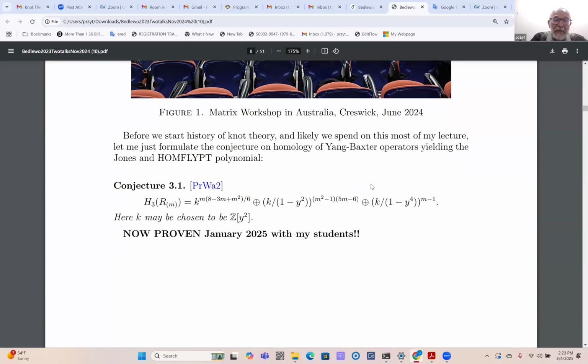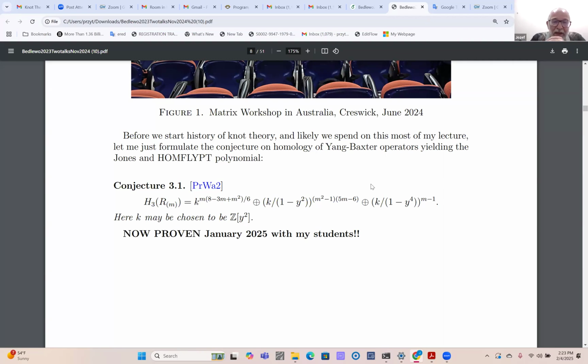So I should praise my students and former students. We computed the third homology, whatever it is defined, of the Yang-Baxter operator giving the HOMFLYPT polynomial on level M. People who care about this know that it's the SL(M) version of the HOMFLYPT polynomial for every M, but we have one formula. So this is very nice.